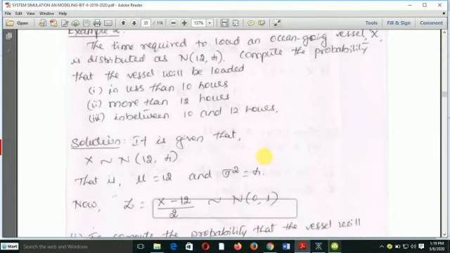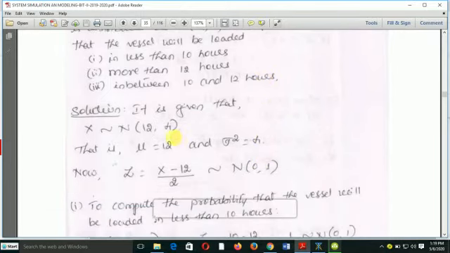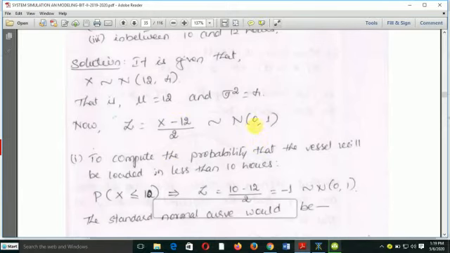First, we are going to calculate the value of z. The value of z will be equal to x, where the mean is 12 and the standard deviation is 2, the root of 4. So z is equal to x minus the mean 12 divided by 2, in the range of 0 and 1.